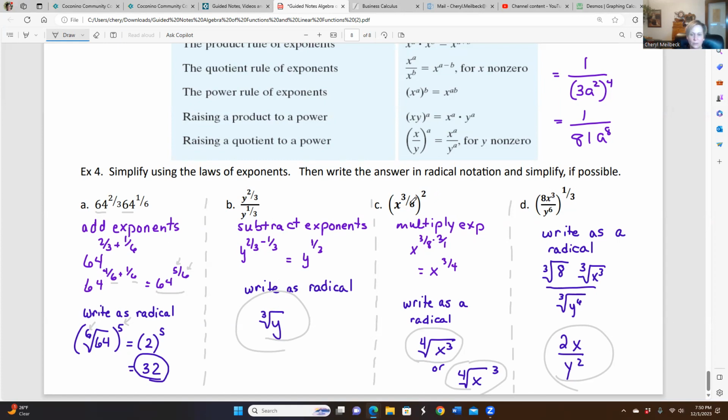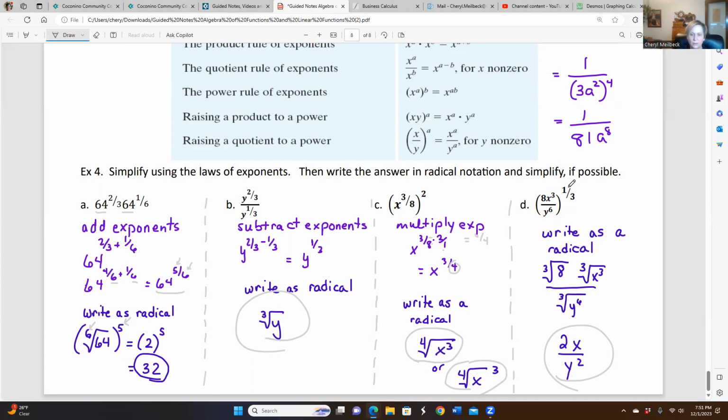In part C, when I have double exponents, we multiply them. So 3/8 will be multiplied by 2/1, which would give you 6/4 as an exponent, which reduces to 3/4. Writing that as a radical, the 4 in the denominator would become the index, and 3 in the numerator becomes the exponent. So you'd have the 4th root of x cubed, or the 4th root of x, taken to the 3rd power.